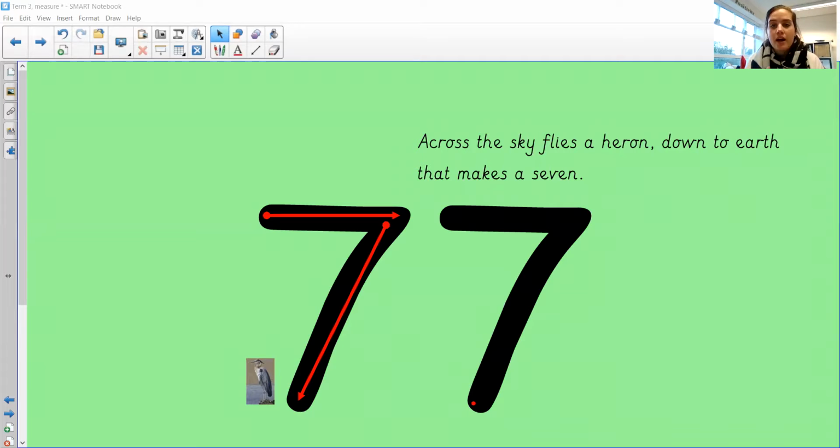Now, I wanted to make today really nice and simple because I'm aware that we've covered a lot, again, in such a short amount of time. But we'll start off with our number formation.